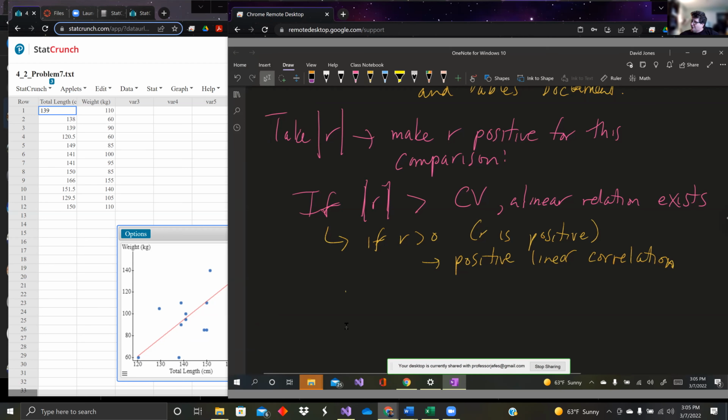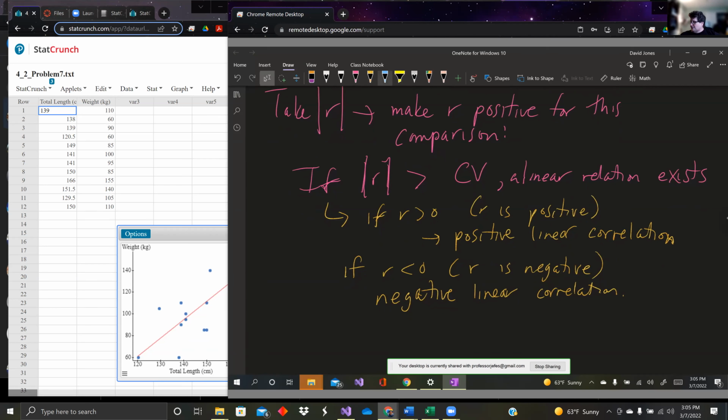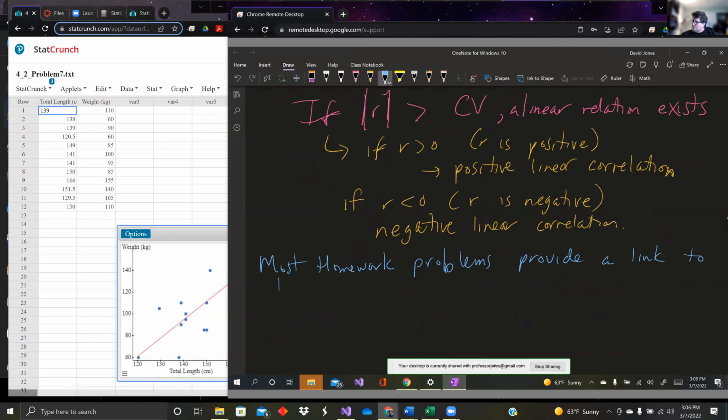Couldn't remember. And if R is less than 0, or R is negative, it's negative linear correlation. Now, most homework problems provide a link to that critical value table. You just need N to find your critical value.